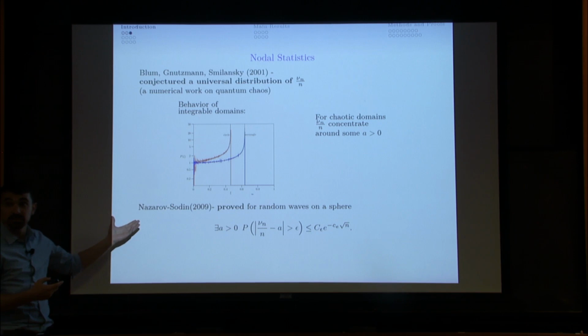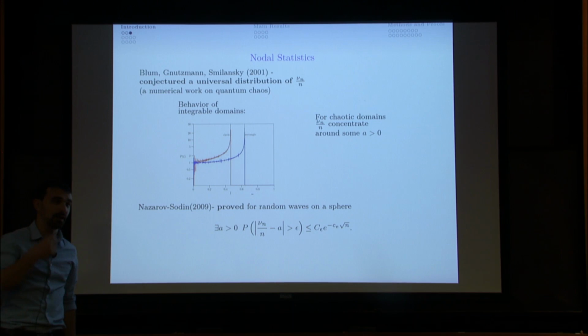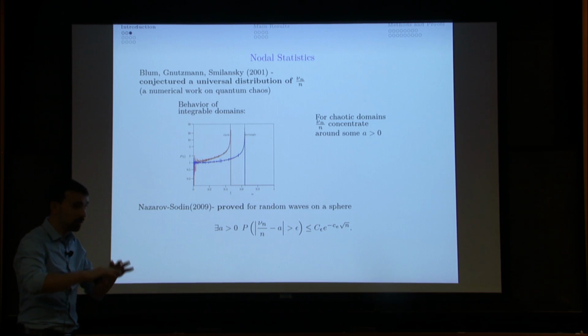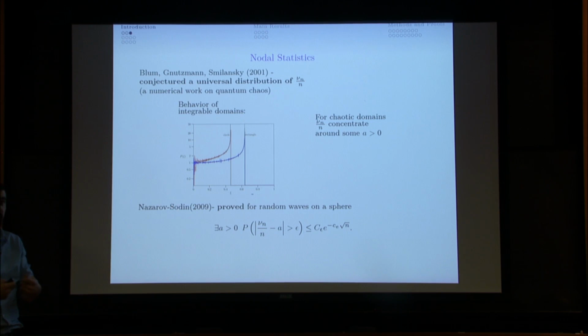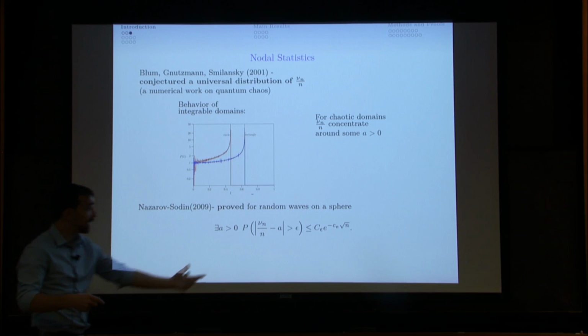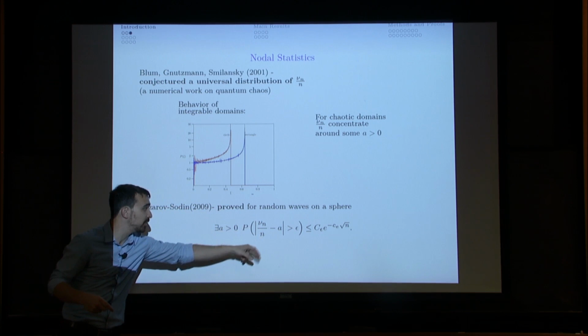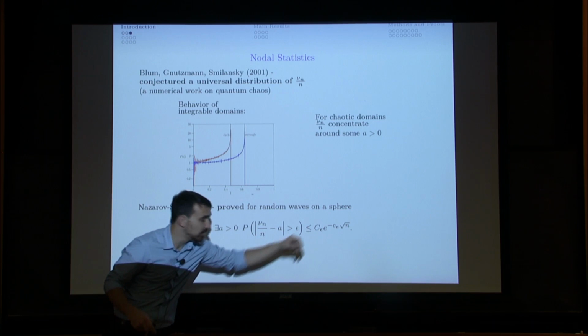Azarov took some kind of random wave model, something that originates from Michael Berry, where in this case they looked at a sphere, they looked at the spherical harmonics, they took linear combinations of spherical harmonics with Gaussian random coefficients, and for that they showed something which is analogous to what I write here, which is that this nu n over n concentrates around a certain positive value, and they even gave some kind of exponential decay.